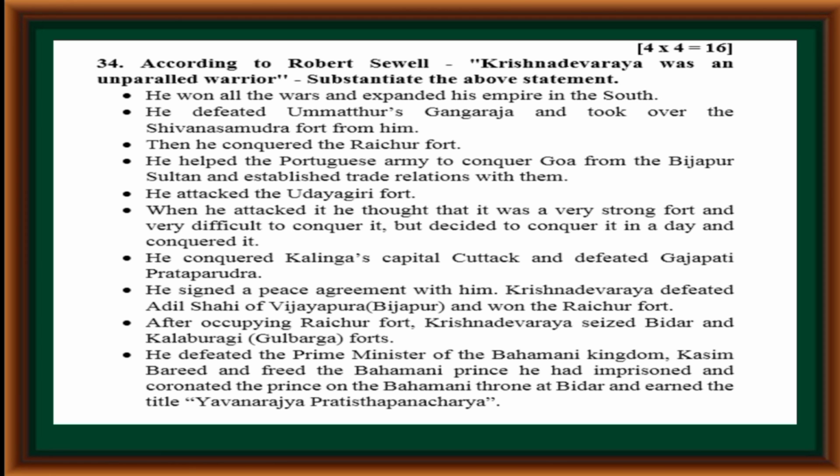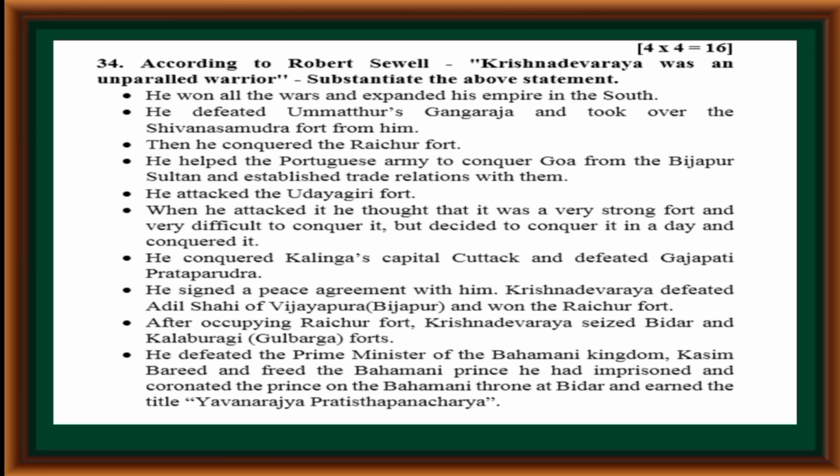He attacked the Udaygiri fort. When he attacked it, he thought that it was a very strong fort and very difficult to conquer, but decided to conquer it in a day and conquered it. He conquered Kalinga's capital Katak and defeated Gajapati Prataparudra. He signed a peace agreement with him.